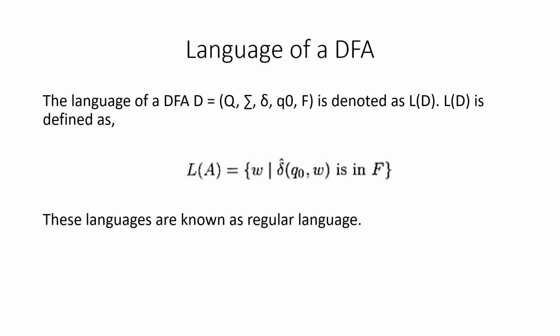So q naught comma, what is my input string? w. So if I apply the extended transition function as we did in the previous example, and finally if you land up in an accepting state, then I can say that that string belongs to the language of the given DFA. Okay, so in general, the languages accepted by DFA are known as regular languages. So that's it about DFA.